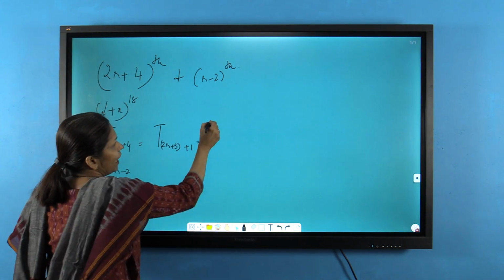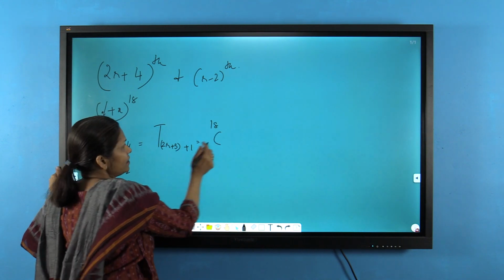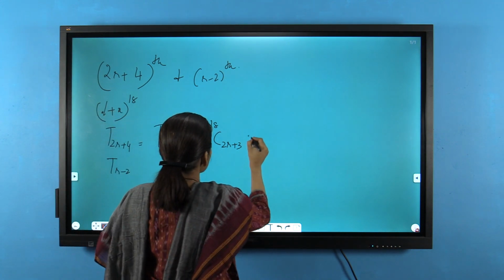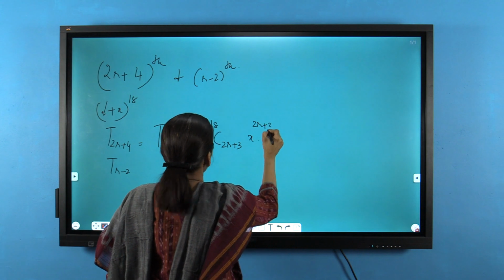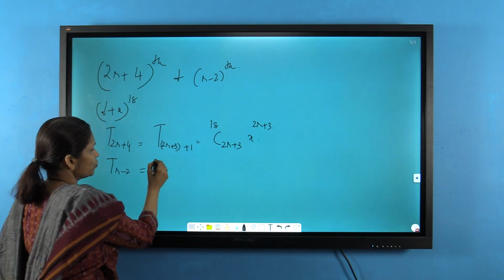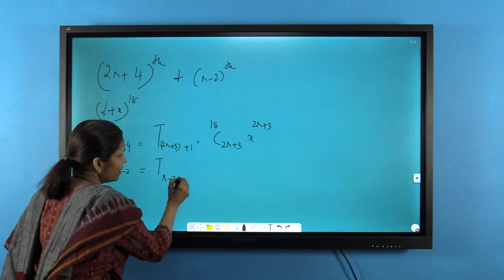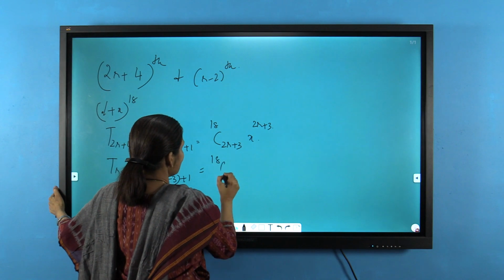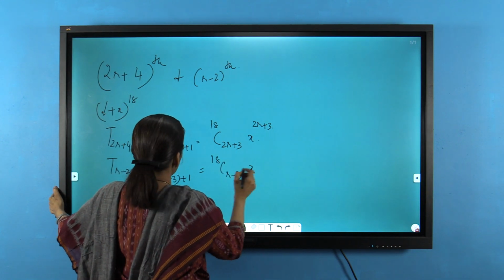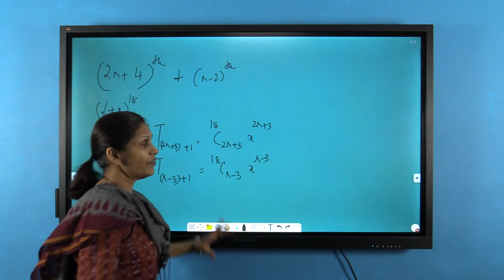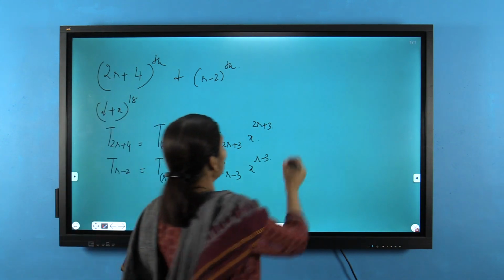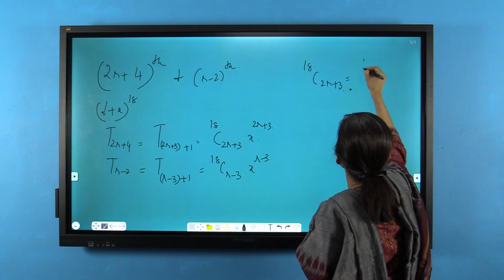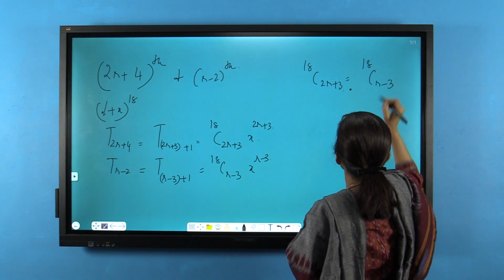By putting in that form, isn't it T of 2R plus 3 plus 1? So, which is 18C(2R plus 3) into 1 raised to whatever and x raised to 2R plus 3. And here what is T(R minus 2)? Isn't it T(R minus 3 plus 1)? So, what is the coefficient? 18C(R minus 3) x raised to R minus 3. What is given? That these two are equal. So, you have 18C(2R plus 3) is 18C(R minus 3).